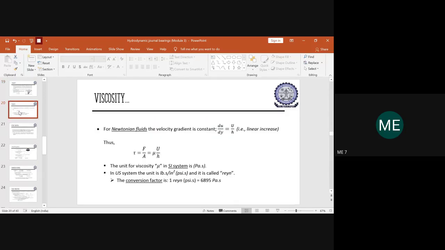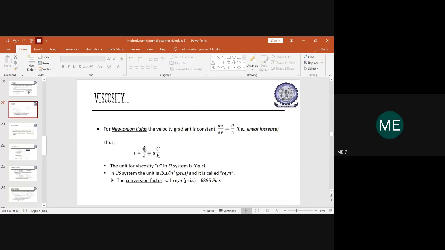So now the equation slightly changes. Without considering the variation of velocity with respect to y, we will assume a constant velocity gradient at a particular thickness of the lubricant film, which is h. Then the equation will be changed into the regular equation: shear stress is equal to F upon A.